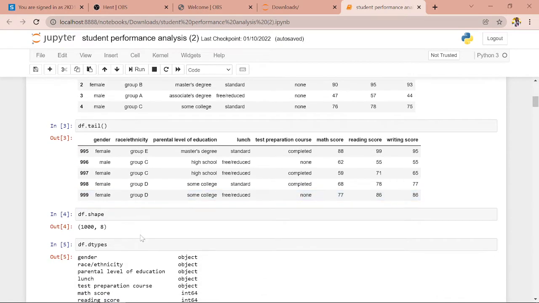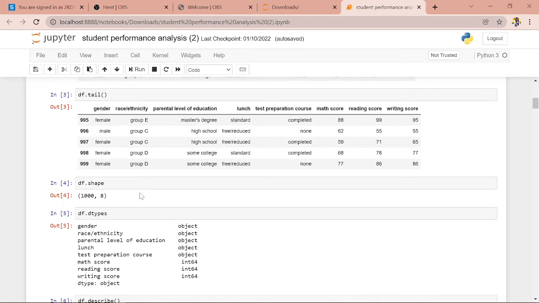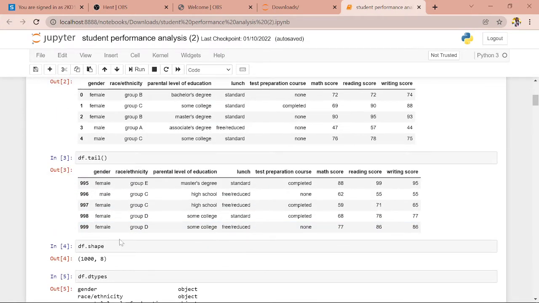And df.shape. Here shape gives the meaning of how many rows and how many columns. Here we use 0 to 999. 0 to 999 means 1000 rows and 8 columns. 1 2 3 4 5 6 7 8, 8 columns.